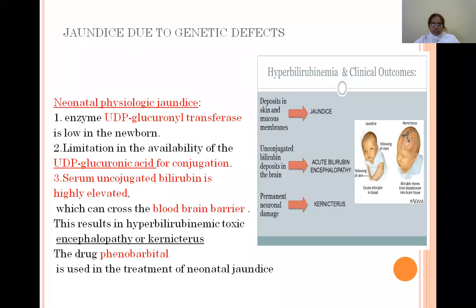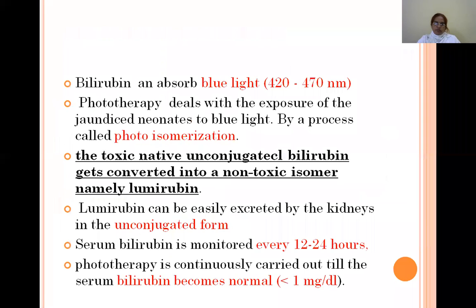When serum unconjugated bilirubin levels are highly elevated, it crosses the blood-brain barrier. This leads to hyperbilirubinemic toxic encephalopathy or kernicterus. The drug phenobarbital is used in the treatment of neonatal jaundice. Neonatal jaundice is also treated using phototherapy.